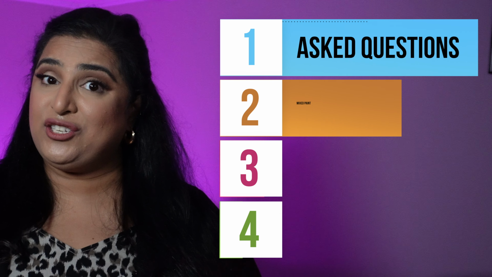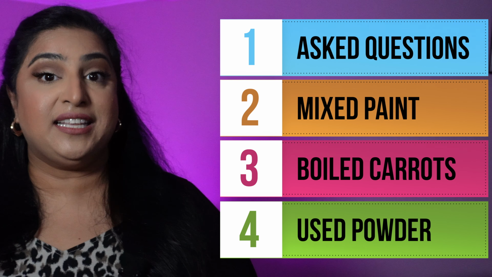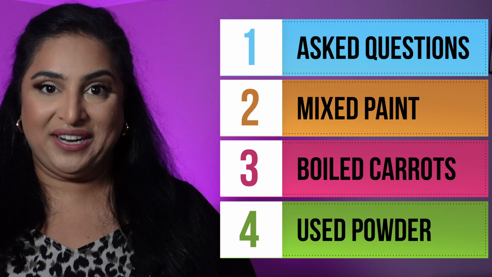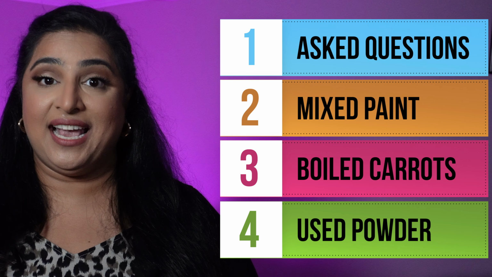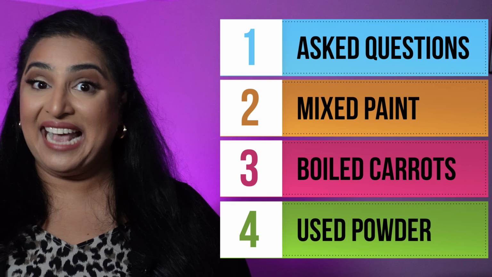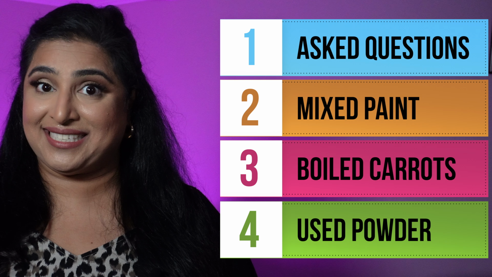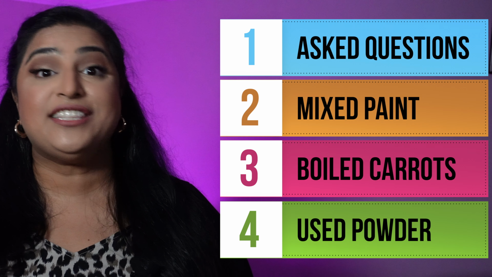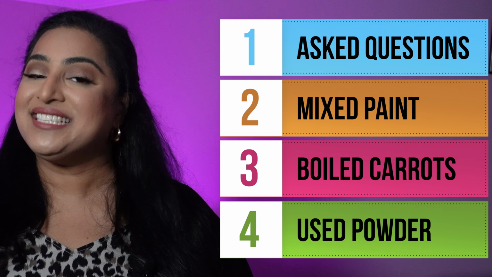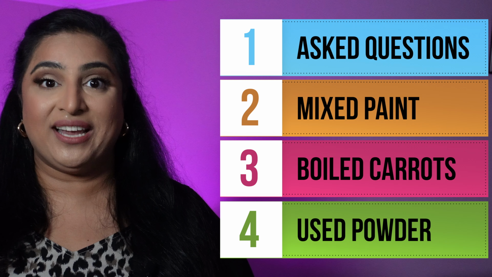The consonants D and T may disappear completely when the next word starts with a consonant. For example, in the phrases that you see here, the verb in the simple past tense may sound as if it's in the present tense. For example, ask questions, as in the student asked questions to the teacher. Mixed paint, as in we mixed paint before art class. Boiled carrots, as in the chef boiled carrots for the soup. Used powder, as in the presenter used powder before going live.